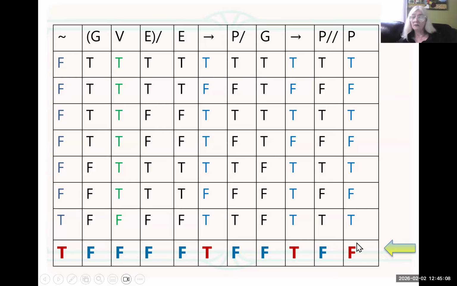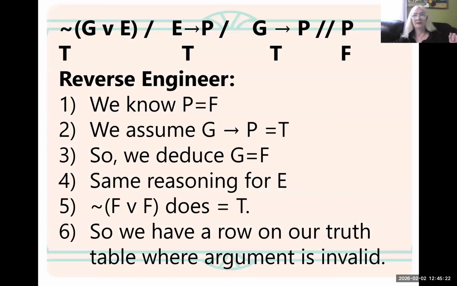Reverse engineering here would be, instead of starting with all of the possible truth values, we start with the values of the main operators that we're assuming to be invalid. So here at the top, we would put true under the main operators for the premises and false under the main operator for the conclusion. If P is false, I'm going to fill this in because P equals P. So P would be false there and false here.